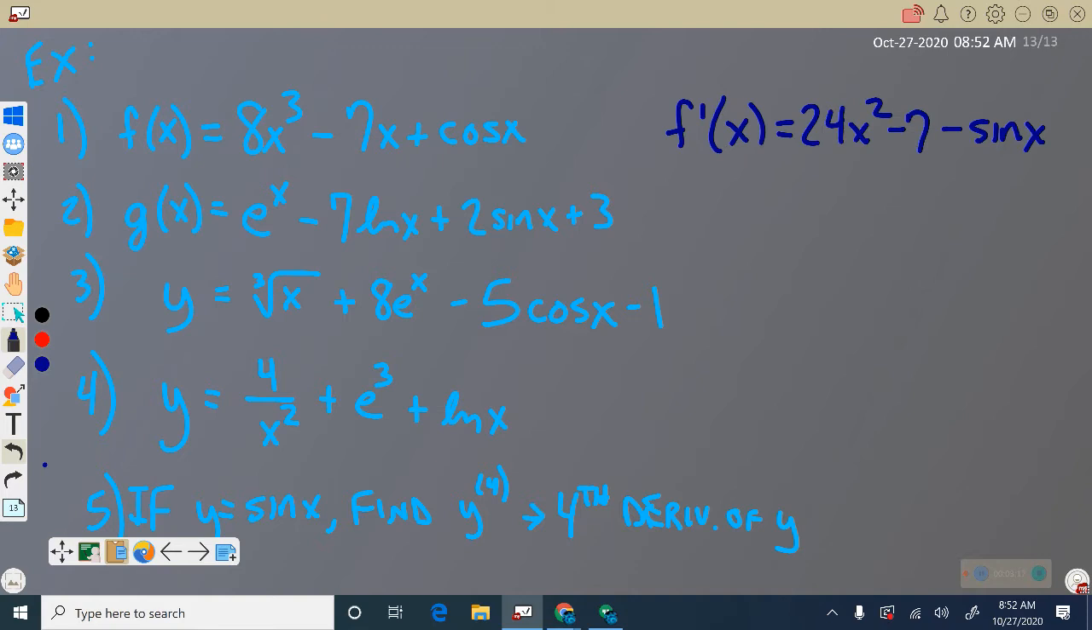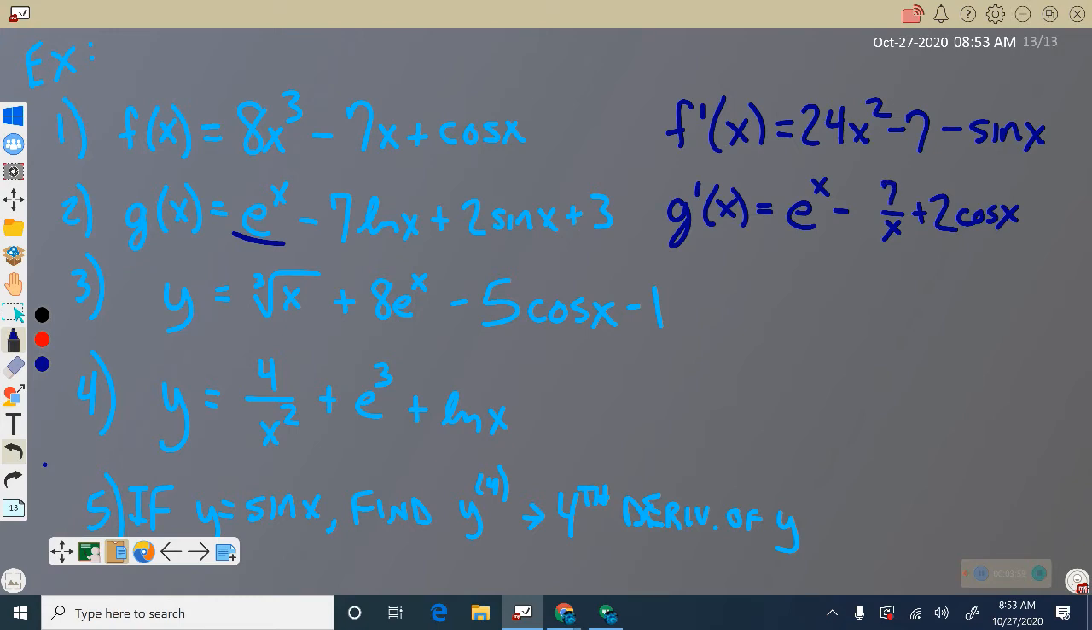The second one, g of x. So now we write g prime of x for our derivative equals the derivative of e to the x, which is itself, e to the x. Keep it just like that. Minus 7 ln of x. Well, we'll keep the 7. ln of x becomes 1 over x. So 7 times 1 over x, plus 2 times the derivative of sine of x, which is cosine of x. And the derivative of 3 becomes nothing. It just goes away. This part right here, I'm probably going to rewrite. Instead of having 7 times 1 over x, I can just rewrite that to be 7 over x.